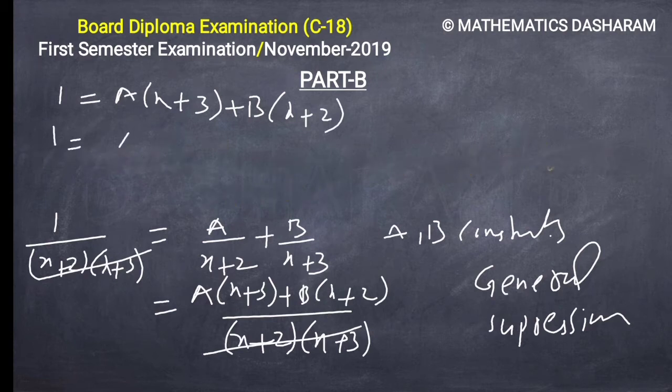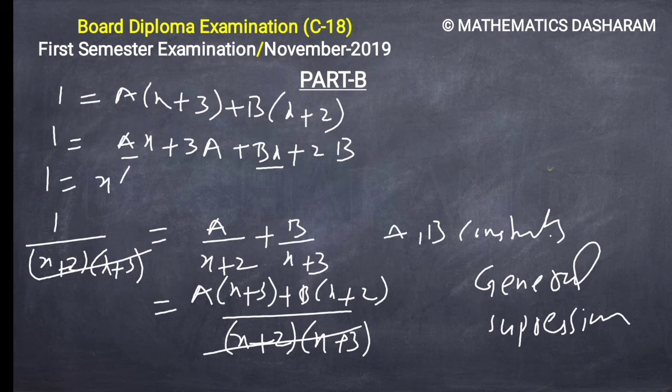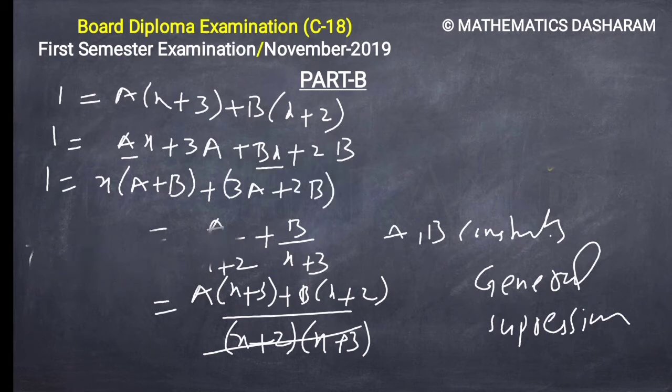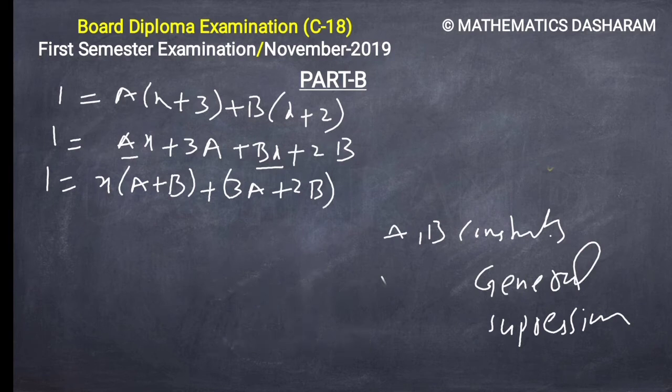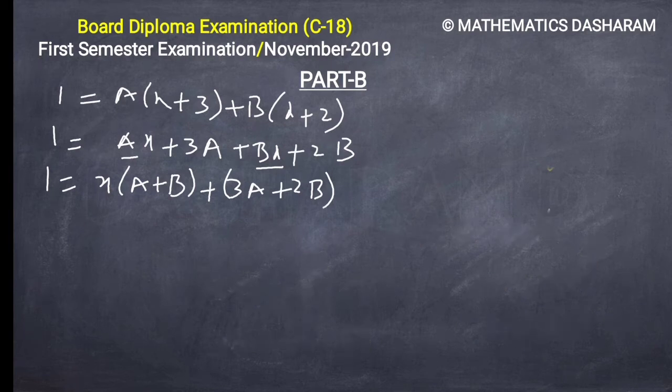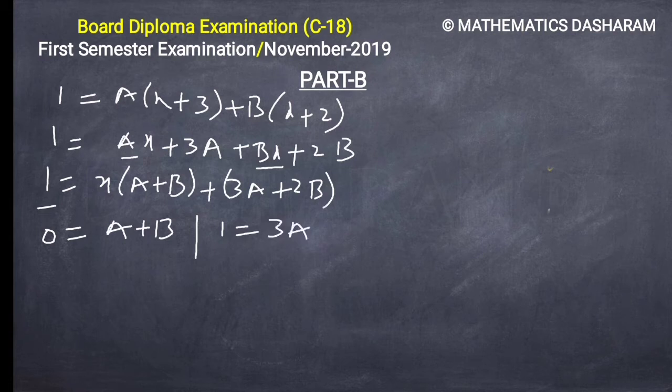So 1 equals A multiplied inside: A into x plus 3A, B into x is Bx, B into 2 is 2B. 1 equals here Ax, here Bx. So take the x common. So A plus B, and next 3A and 2B both are constant numbers. To find out the A and B values, equate the coefficient of x on both sides. There is no x term on the left, so its coefficient is 0, and the right side is A plus B. Next, the constant: the left side constant number is 1, so it equals 3A plus 2B.